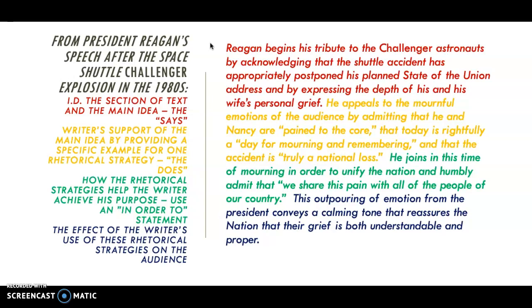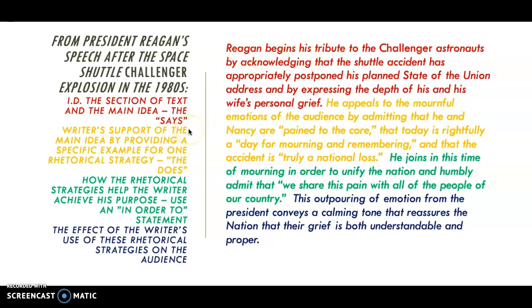This outpouring of emotion from the president conveys a calming tone that reassures the nation that their grief is both understandable and proper. So, in this first section, the red, you need to identify which section of the text you're discussing and the main idea. This is the "says." So, this is saying it's the beginning, right? Reagan begins his tribute.